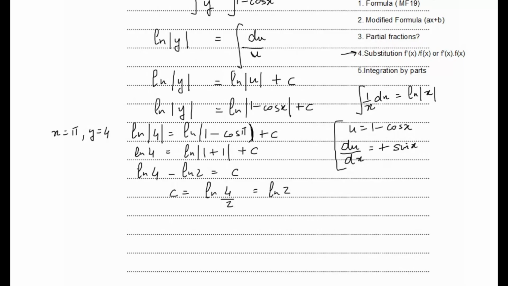Right? So now you want to replace it into the equation that we got. So ln modulus y is equal to, sorry, we need to replace it into this equation. ln modulus y is equal to ln modulus 1 minus cos x, and then we're putting in the value of C, so plus ln 2.